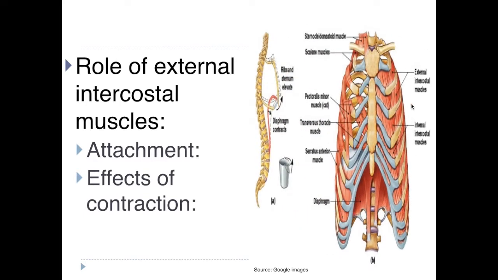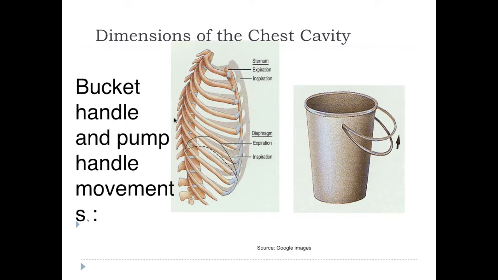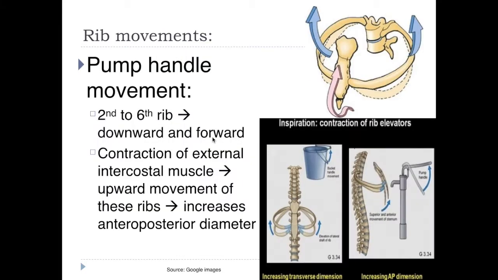Again, you can see these are the external intercostal muscles. Now this is the bucket handle movement. The role of the diaphragm is also there for the bucket handle movement and pump handle movement, and there is also a role of the external intercostal muscles. Now we discuss what is pump handle movement.